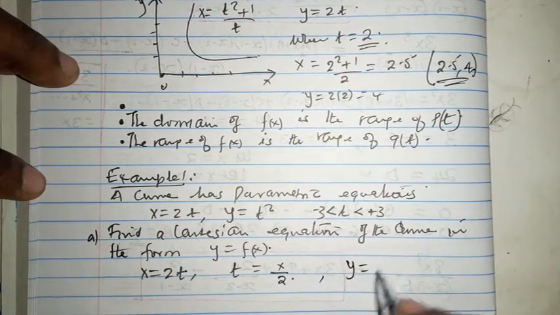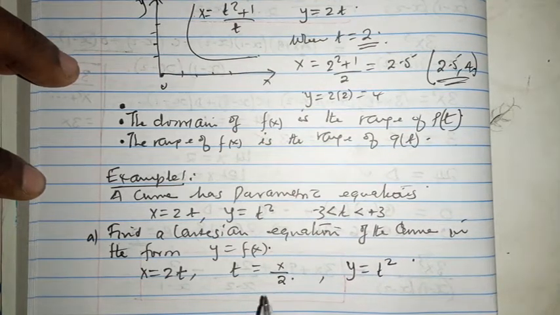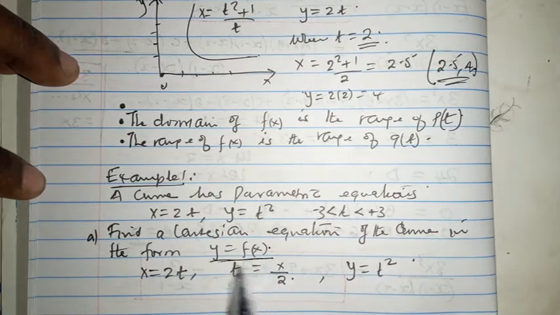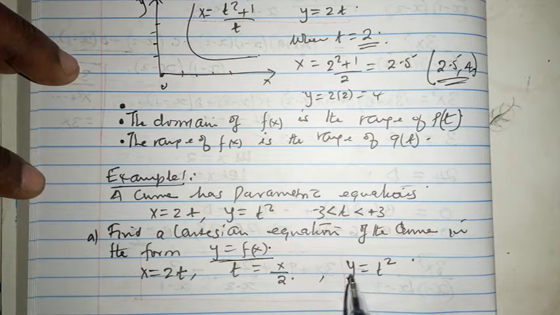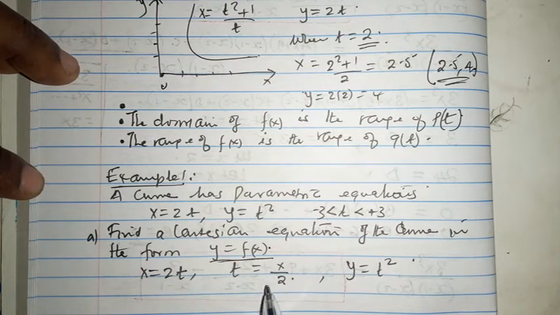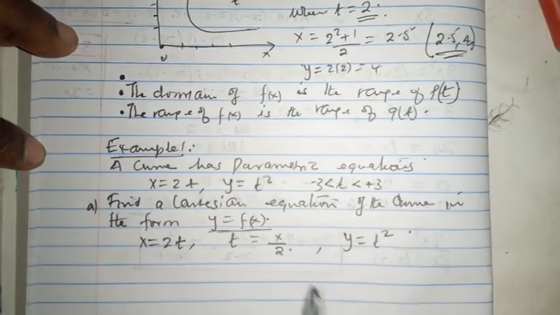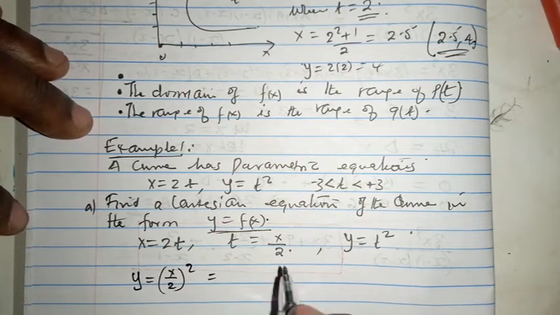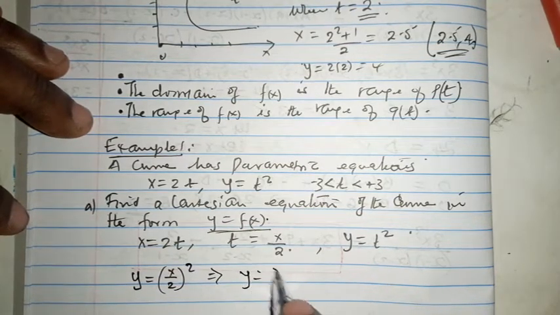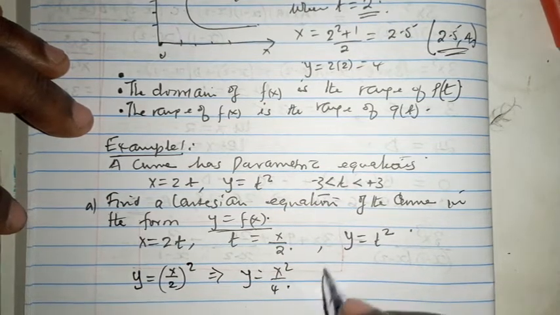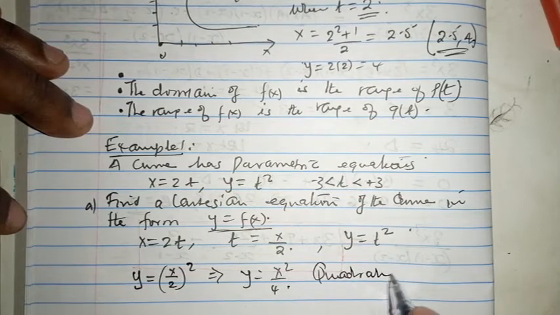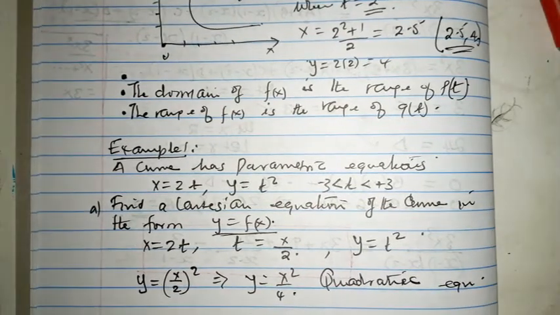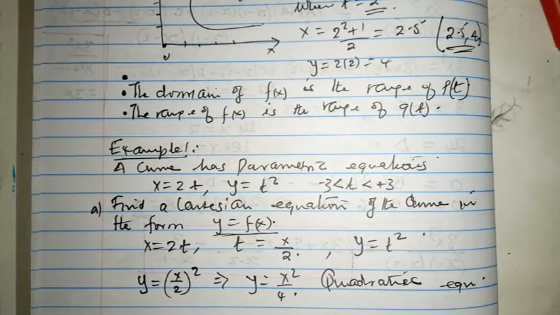And y is equal to t squared. So if we want to make y the subject of the formula, we must substitute the value of t from when we were dealing with x. Substituting t here, we're saying y is equal to (x over 2) squared, which gives us y is equal to x squared over 4. And this is just a quadratic. You can see this is a quadratic equation, or a quadratic function.